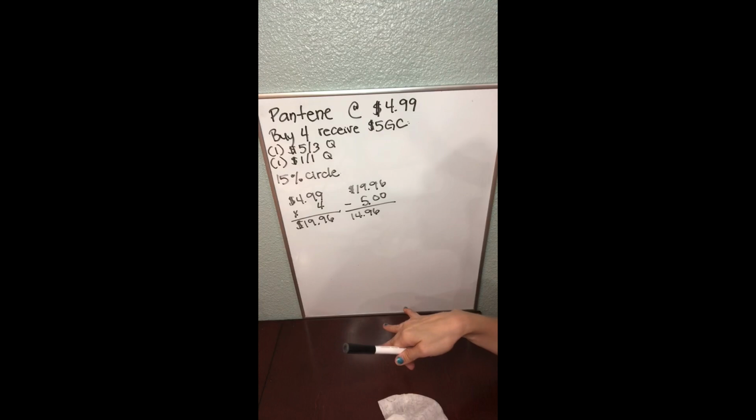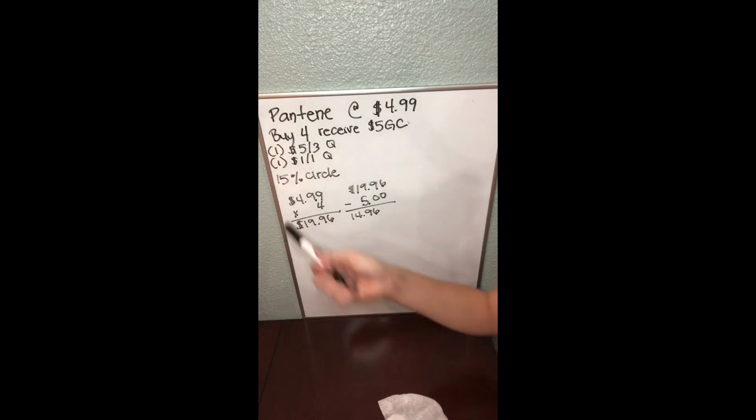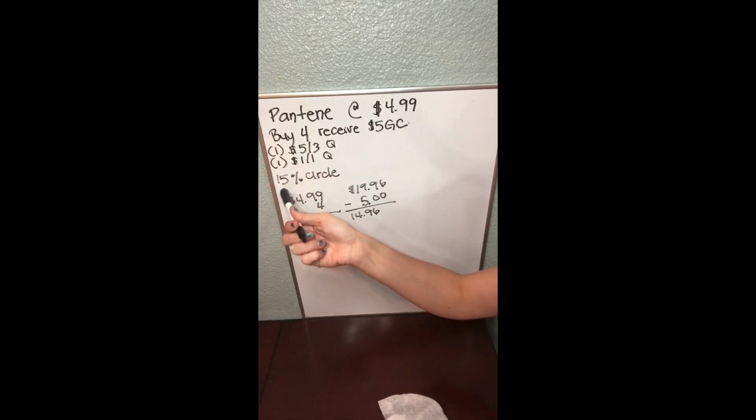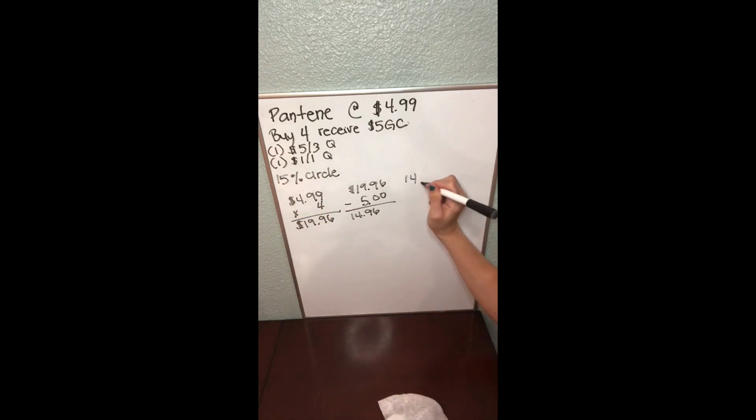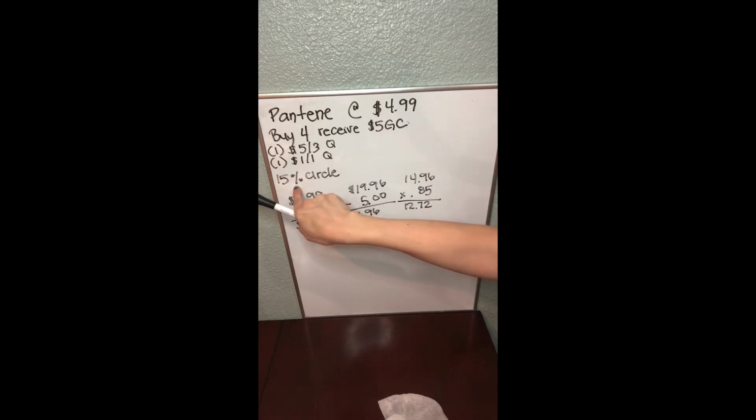I just want to skip that step and find out how much I'm spending. If I'm saving 15%, then the percentage of it that I'm paying is 85%. 85% plus 15% is 100%. So what I want to do here, I got $14.96. I'm going to multiply it by 0.85, which is 85%, the opposite of 15%. And the amount we get is $12.72. So this here took off our circle discount.